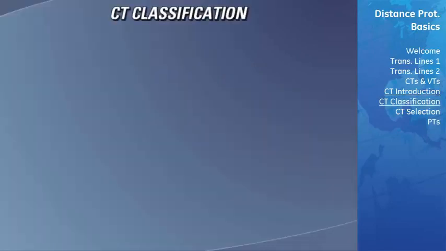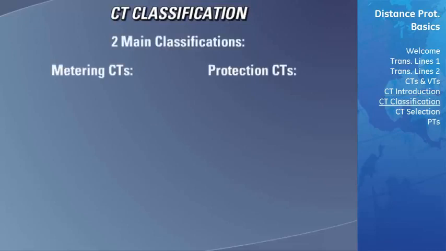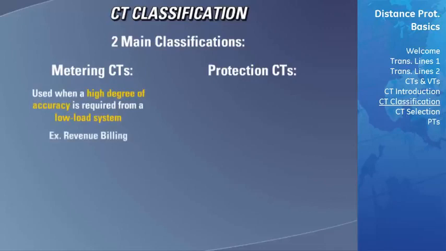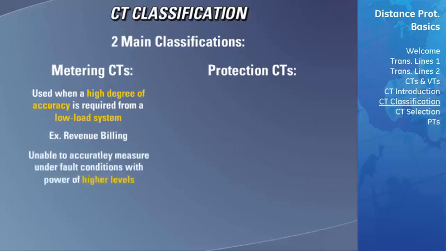CT classification. CTs are separated into two classifications, metering and protection. Metering CTs are used where a high degree of accuracy is required from a low load up to the full load of a system. An example of a use for metering CTs is revenue billing. These CTs, however, are unable to accurately measure higher levels of power that would happen under fault conditions. CTs for this function are called protection class CTs.